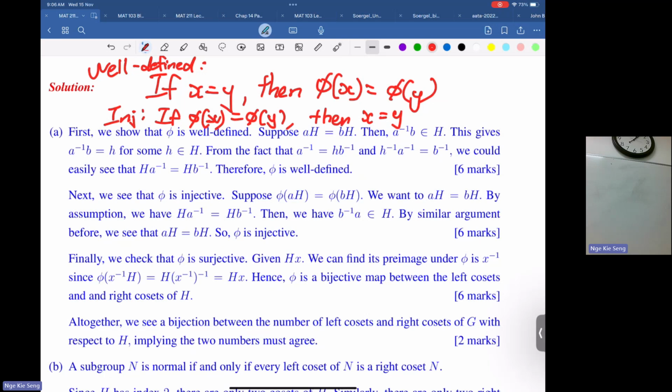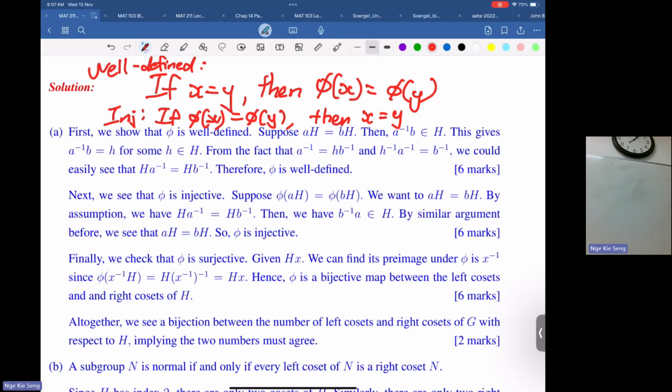Okay, so I cannot give you full marks. I give you partial marks. You need to tell me how to find it. Okay. So let's start from surjective. Maybe surjective is easier. So if I give you hx, who should map to hx? In fact, x inverse h should map to hx, because under this map, x inverse h becomes h of x inverse inverse, which is x. Okay, so this is how you show surjectivity. Give you an image, tell me the pre-image. Okay, so this is the surjective part.